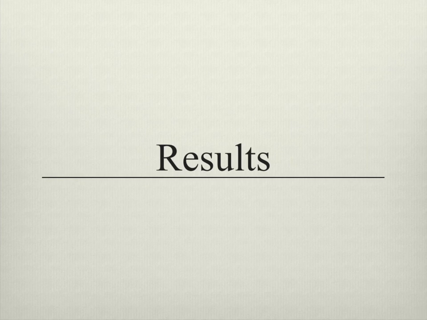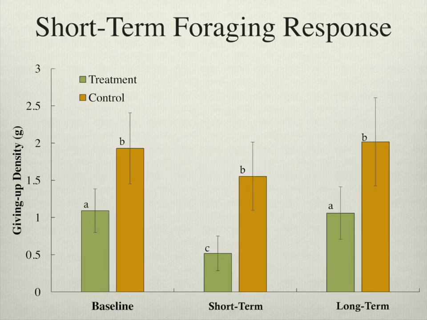Ultimately, what was found? Well, let's start with foraging. I'm going to orient you to these graphs, and they're set up very similarly to one another. So on the x-axis, we have foraging or giving up density under baseline levels, after short-term stress, and after long-term stress. On the y-axis, I have giving up density in grams of seed left behind. Green is representative of treatment, and orange is control.